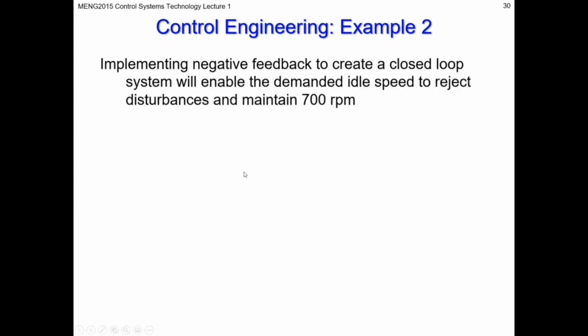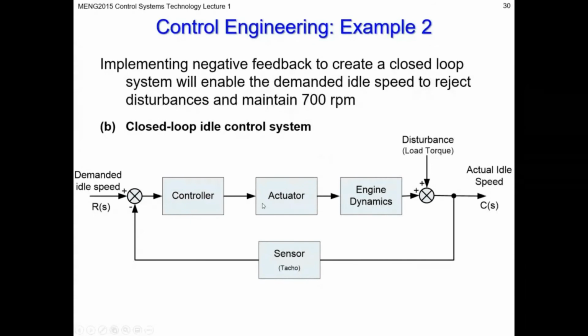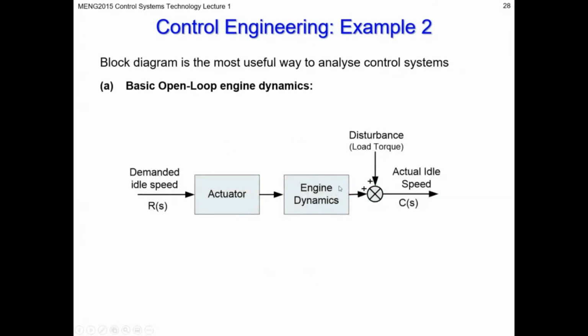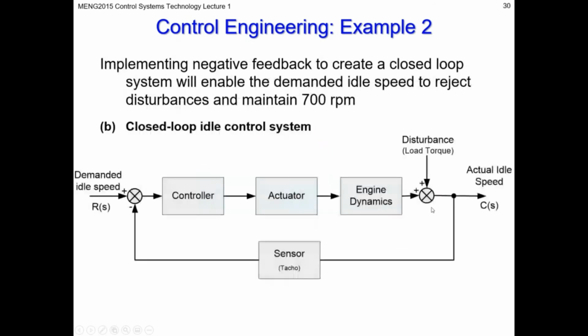So what can we do? I'll wrap this up, I'll finish this example and then we'll stop for the day. Well, this is where you can implement a closed loop negative feedback system. So that will allow the demanded idle speed to reject disturbances. So now instead of the open loop, we'll just skip back. This is what we had with an open loop system. The disturbance would happen and the system wouldn't know what happened, wouldn't be able to respond.